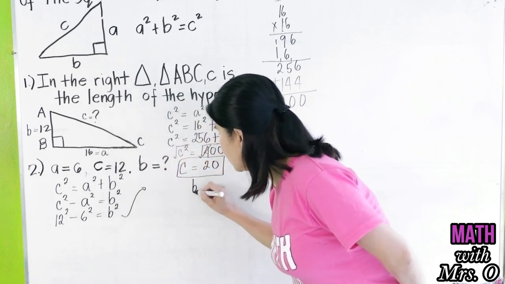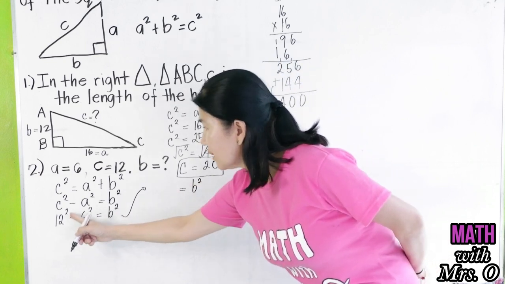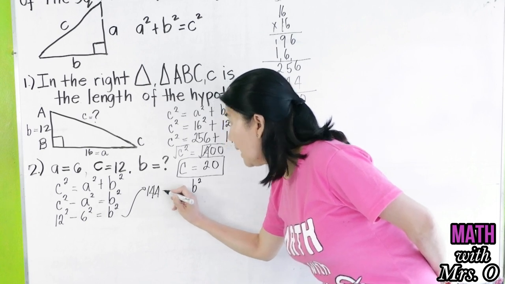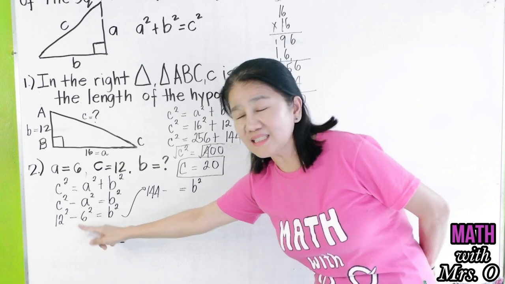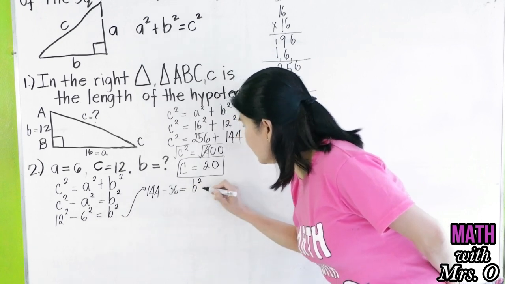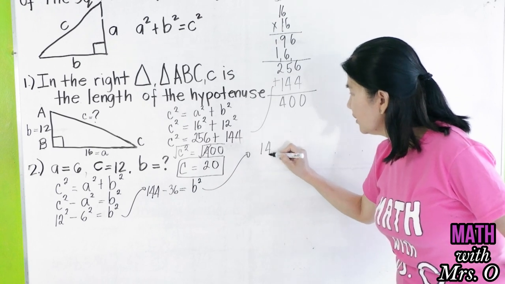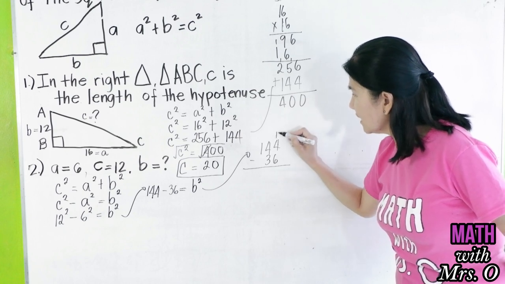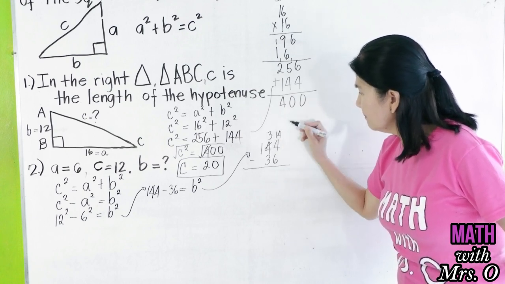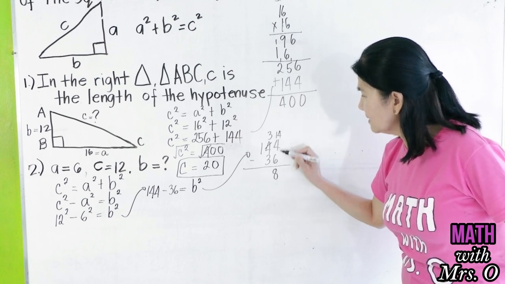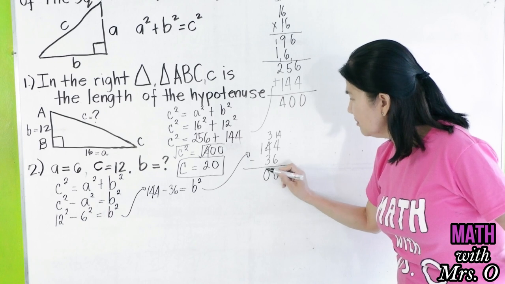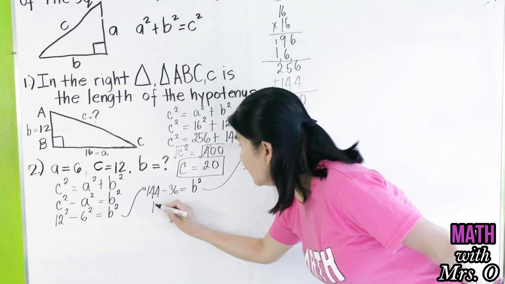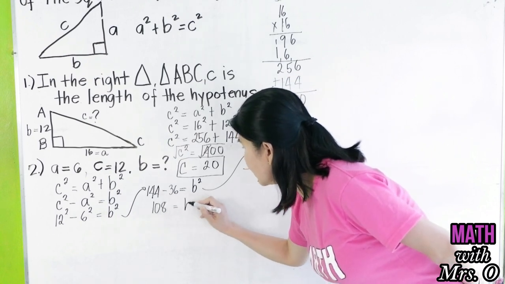Then B squared is now equal to 12 squared. We know that 12 squared here is 144. Minus 6 squared is 6 times 6, 36. Well, then we subtract 144 minus 36. 4 minus 6 cannot be, borrow 1, 14 minus 6 is 8. 3 minus 3 is 0. And this is 1, 108. So 108 is equal to B squared.